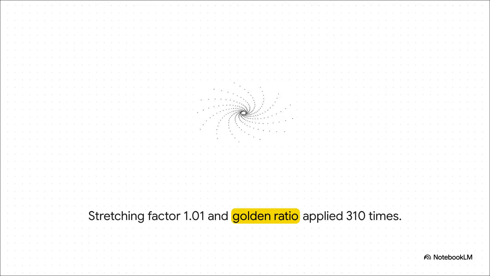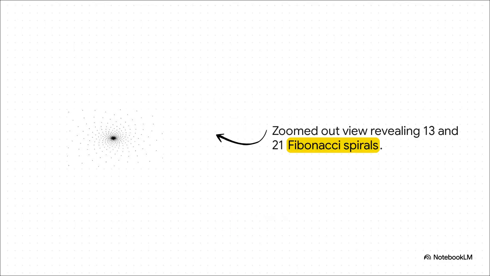But what happens when we apply extreme mathematical precision to this sequence? The source material takes the stretching factor way down to a tiny 1.01, so it's barely growing at all, and locks the rotation angles strictly to the golden ratio. When you plot 310 consecutive points doing this, the patterns are already starting to weave together in this mesmerizing way. And if we zoom out and just let the math run for 910 iterations, the complexity explodes into pure natural perfection. Look closely at this structure.